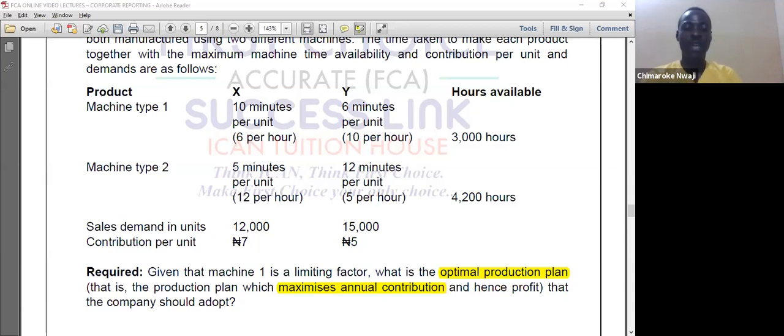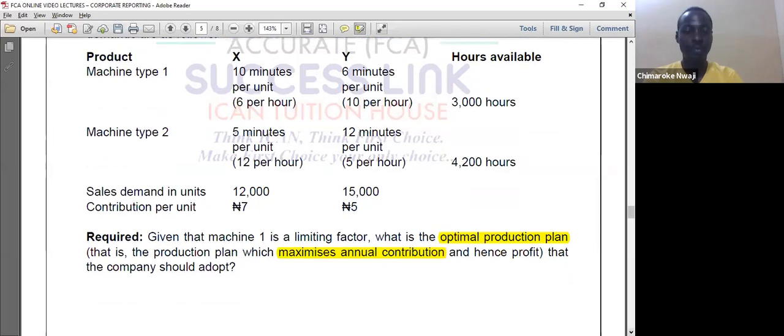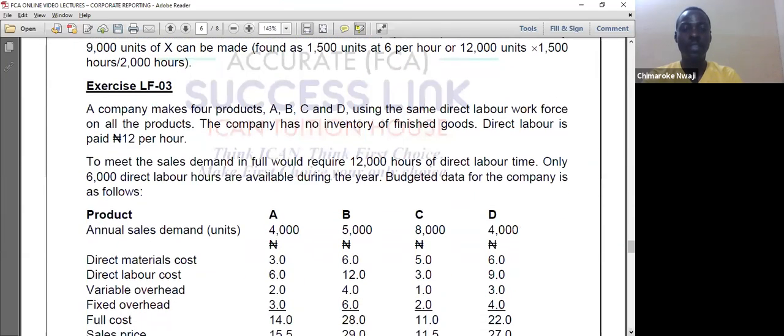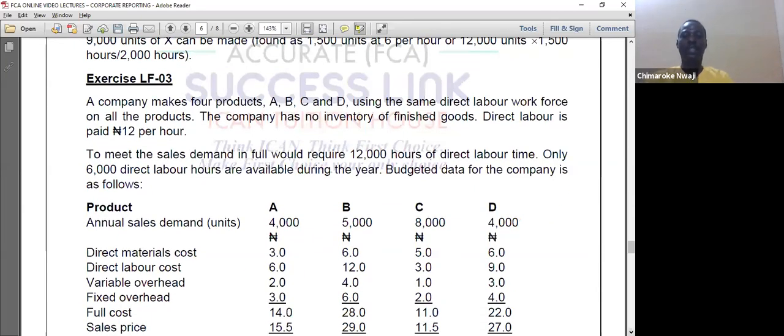Let's get to exercise LF03. Let's look at the next question. Now you see that this question has exceeded up to 4 units. This one says a company makes 4 products, A, B, C, and D using the same direct labor workforce on all the 4 products. It uses the same direct workforce.